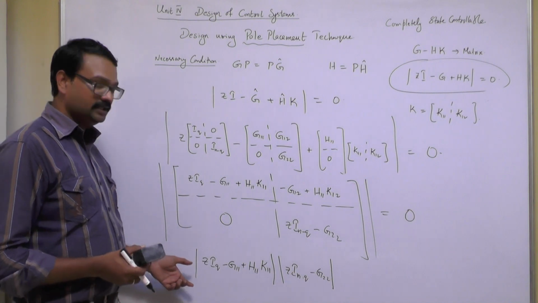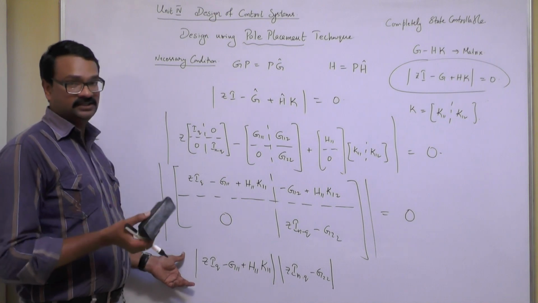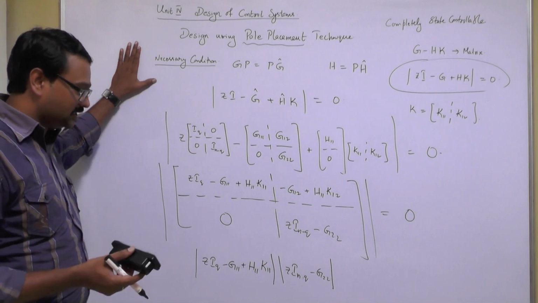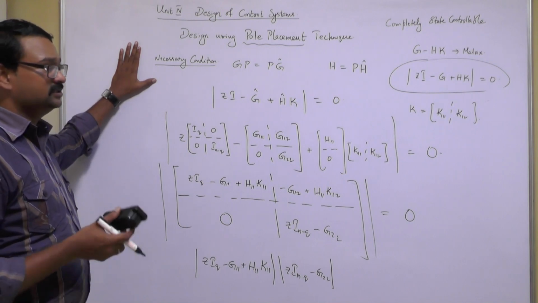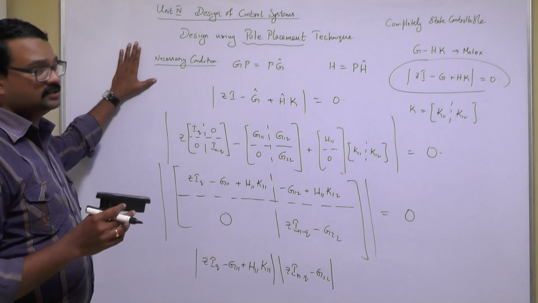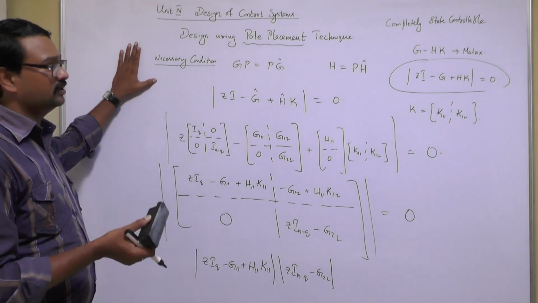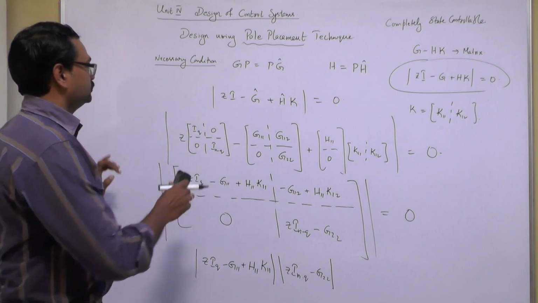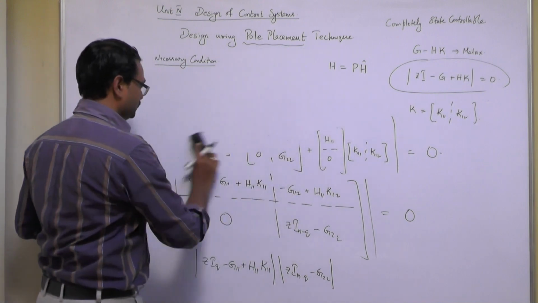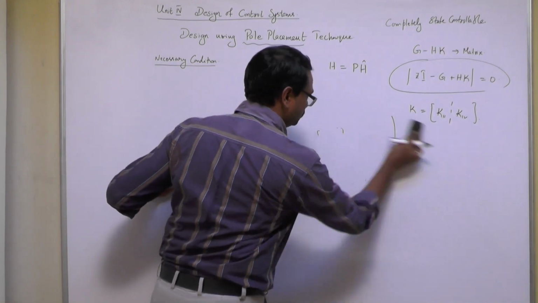That is the reason why it is necessary for the system to be completely state controllable, and this is a necessary condition. What is the necessary condition? The linear time invariant system must be completely state controllable for us to get a matrix K for pole placement. Okay, so this is the necessary condition. Now in continuation, we will go and see what the sufficient condition is.